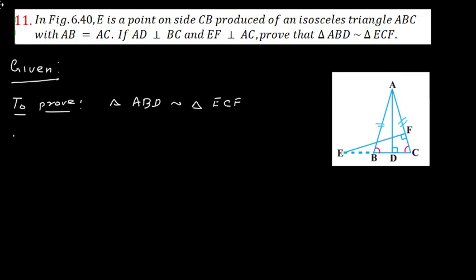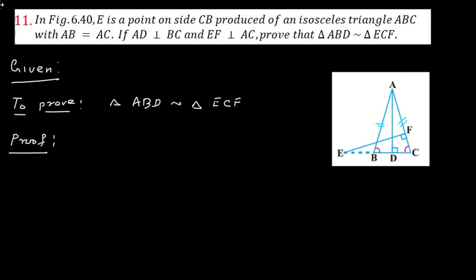Okay, how you start? You will first write given, what is given. So I believe that you can write what is given in the problem. Okay, then second step is to write what you have to prove. So what you have to prove here? You have to prove that triangle ABD is similar to triangle ECF. Okay, and now let us discuss the proof.